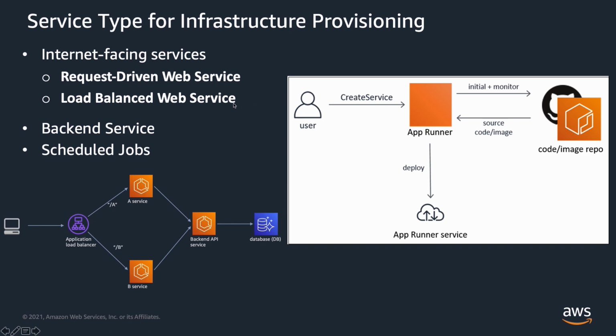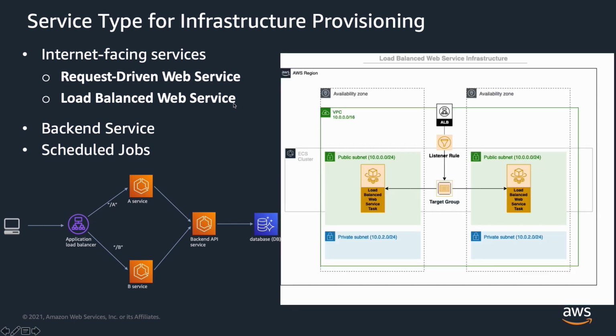Load-balanced web service will provision an application load balancer, security groups, and ECS on Fargate to run your service. This option is suitable for HTTP services that have a steady request volume and that need access to resources in a VPC or need some extra configuration. So remember, the request-driven service is for low or spiky, sudden-burst kinds of request volume, and a load-balanced web service is more suitable for steady workloads.